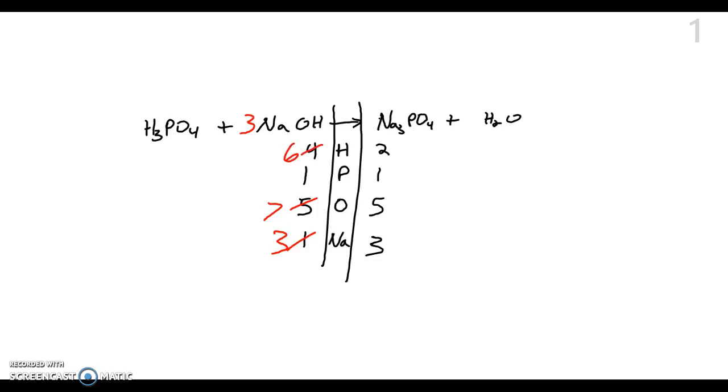Alright, that's good. Now I need to balance off my hydrogen, so I'm going to make that a 6 by multiplying this by 3, giving me 6 hydrogens, and then 3 plus 4 oxygens, 7 oxygens, and 1. And there we go. And that's how we balance equations.